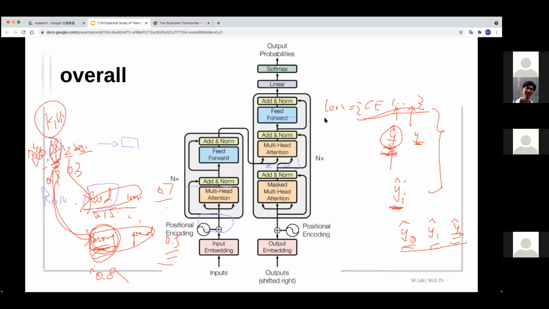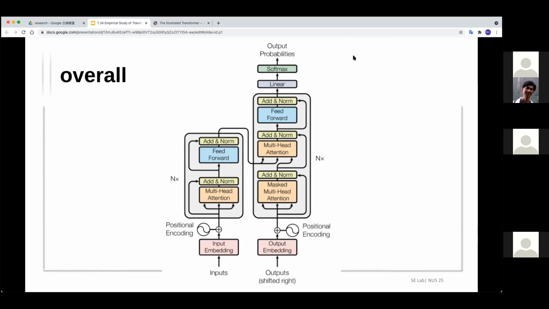Okay. Now this is the overall view of the attention, of the transformers. Let's have a short review. First, we have the input embedding. You may think it is 512, and then you concatenate with the position encoding. It is very important. And then you first have a self-attention and feed forward and add norm to get the final Z.